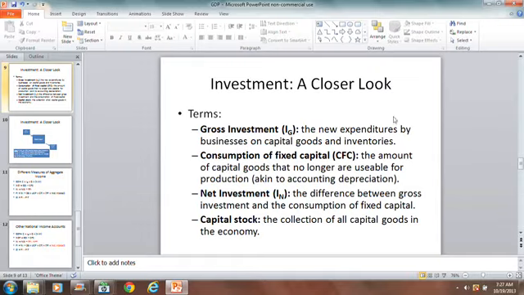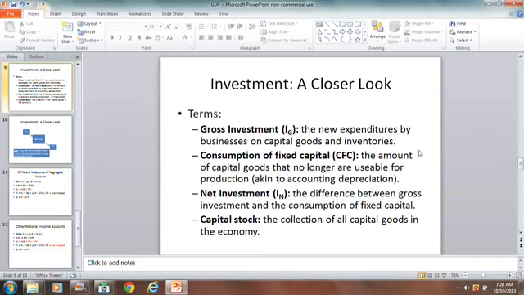You need to be comfortable with some terms. One term that's important here is something called gross investment. And gross investment looks at the new expenditures by businesses on capital goods and inventories. So gross investment captures the new expenditures. So during a period, if a business buys a new fleet of trucks, those expenditures will be considered gross investment.